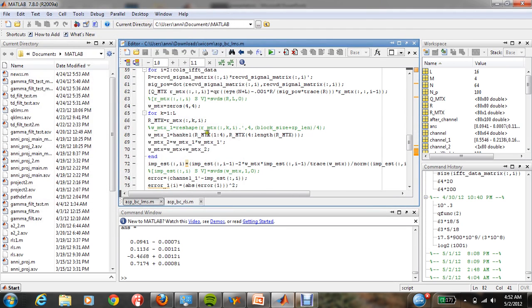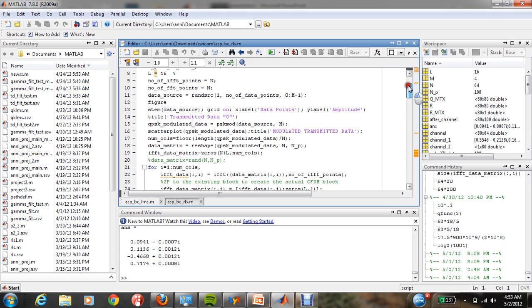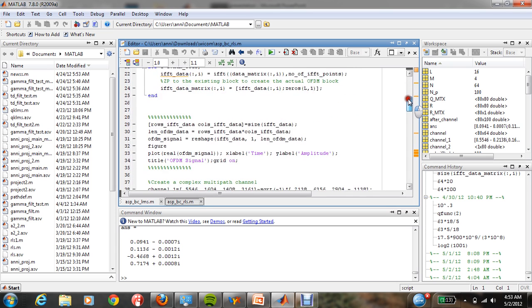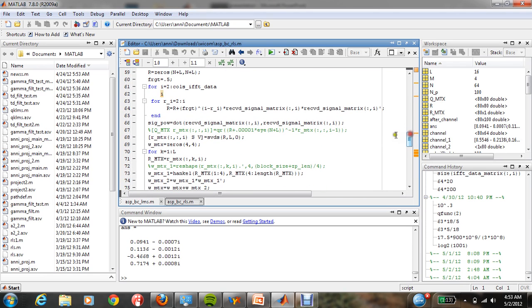Now we will have a look at the performance of the RLS algorithm. The initial part of the code is the same as that for LMS. The RLS algorithm can be seen in this part where we construct the autocorrelation estimate as a memory weighted sum of previous estimates of the autocorrelation matrix. We have the forgetting factor chosen as 5.5.